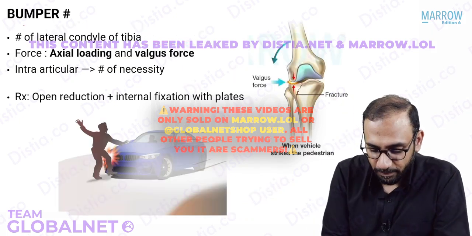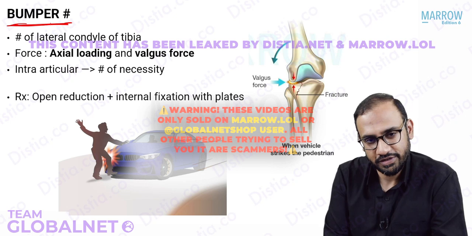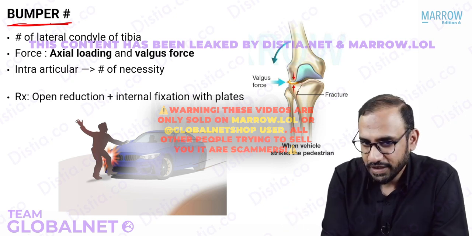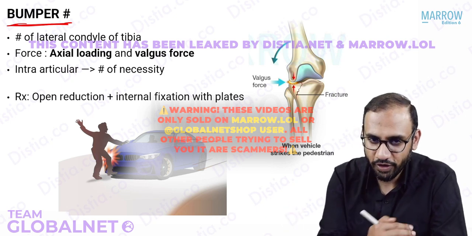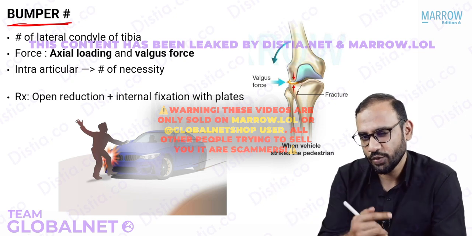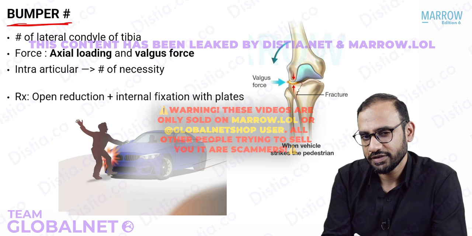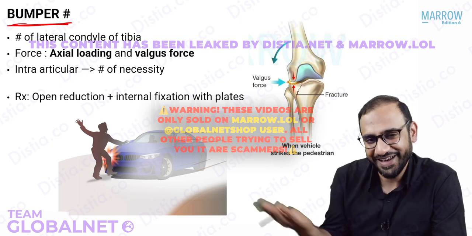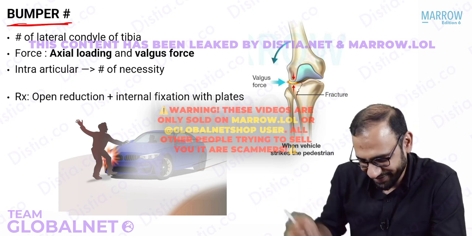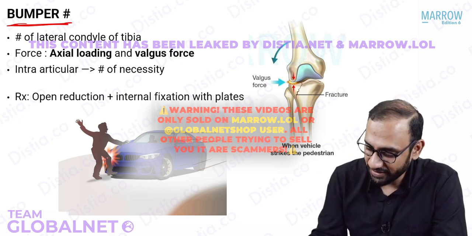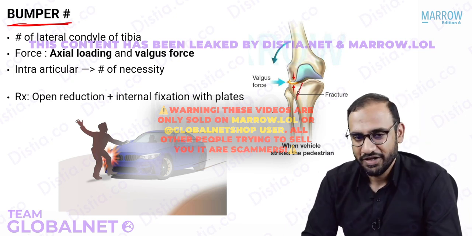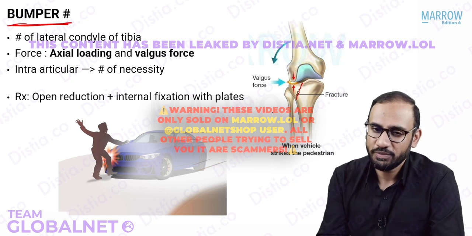Now the next fracture is bumper fracture. If you recall what bumper fracture is, the car's bumper comes and hits you. You're walking on the road, car's bumper comes and hits you. Where will the car hit you? On the lateral side of the leg. So your lateral tibial condyle will fracture. When the lateral tibial condyle fractures, that is called bumper fracture.